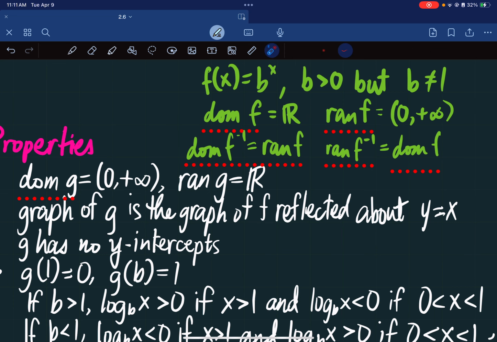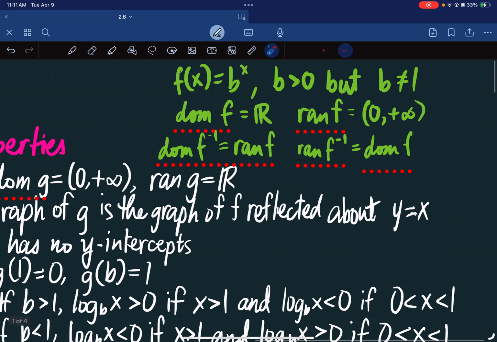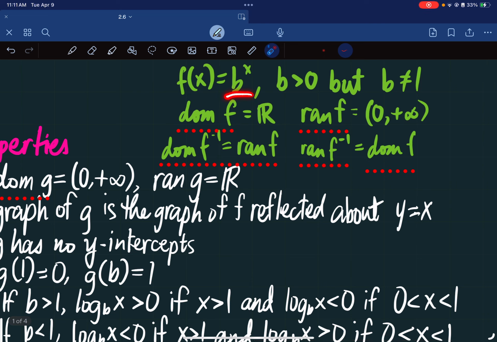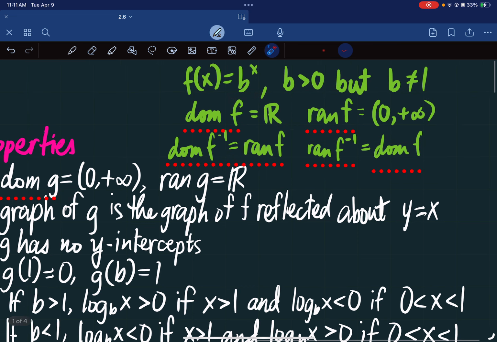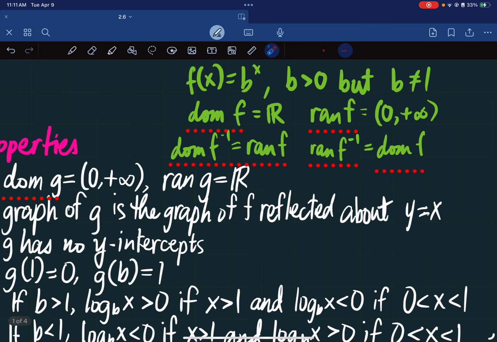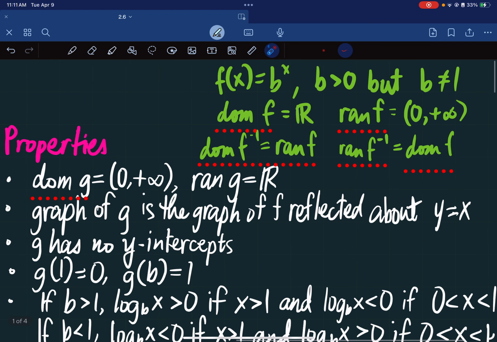But remember, just like what we have said, the inverse of your exponential function is the logarithmic function. So the domain of your logarithmic function is the range of f, which is 0 to positive infinity, while the range of your logarithmic function would be the domain of your exponential function, which is R.